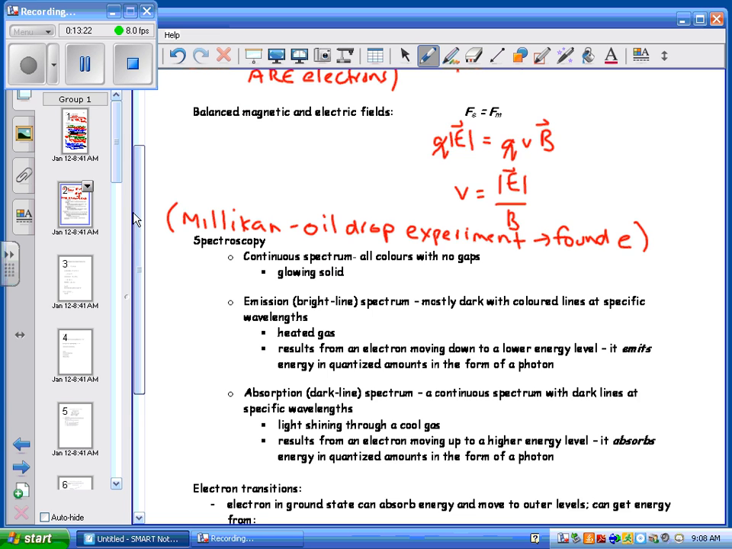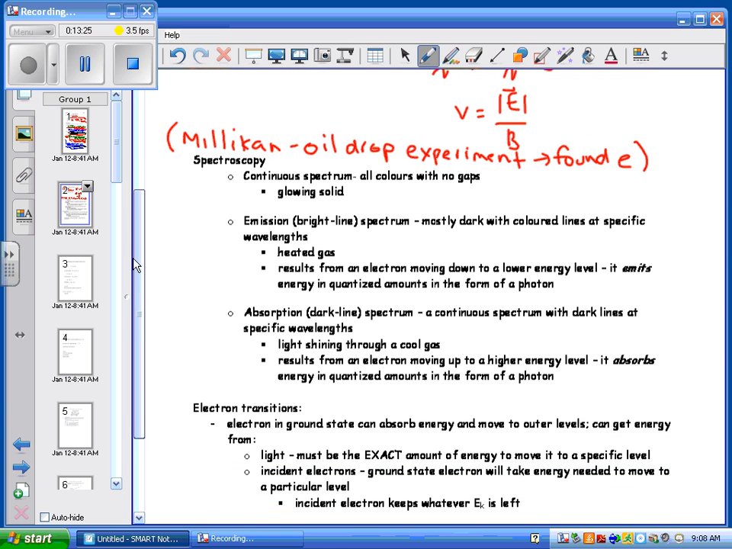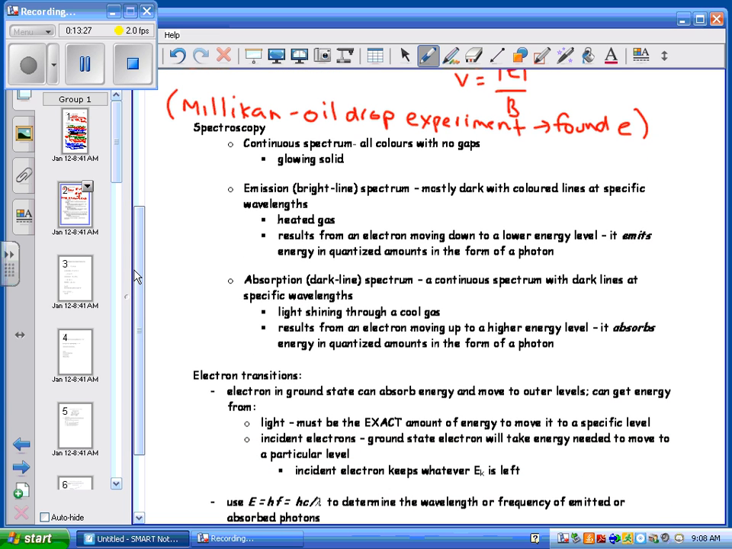Okay, so then we talked about spectroscopy. We talked about the three types of spectra, and generally this question was done, for the most part, like most people got about half of the information I wanted on the question on the unit quiz. So I wanted a description of each spectrum. A continuous spectrum is all the colors with no gaps. An emission spectrum is mostly dark with colored lines at specific wavelengths. An absorption spectrum is a continuous spectrum with dark lines at specific wavelengths.